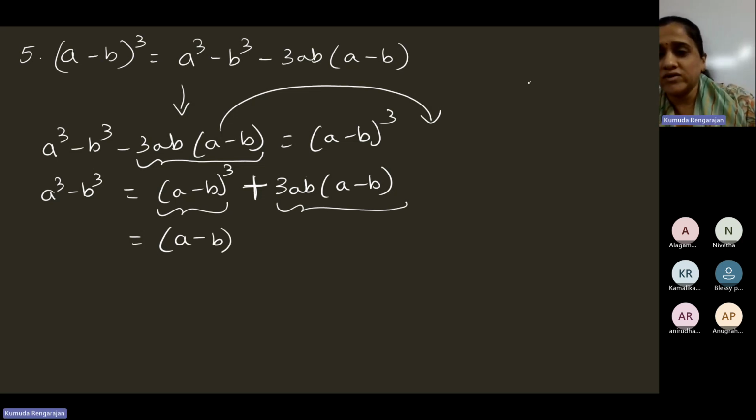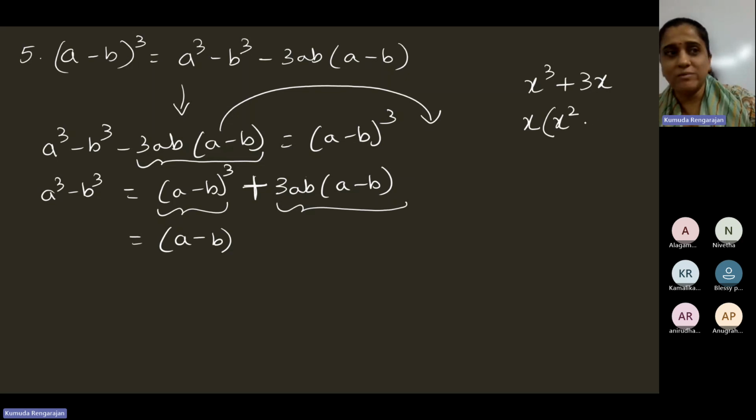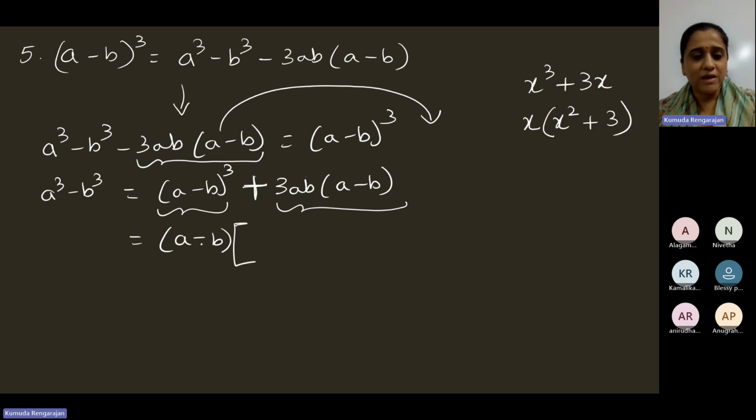See, like when you have x cubed plus, for example, 3x. X cubed plus 3x. What's common? X is common. So in the bracket, x squared plus 3. Right? In the same way here, (a minus b) the whole cubed is common. So in the bracket, a minus b into what? (a minus b) the whole cubed is (a minus b) into (a minus b) the whole square is (a minus b) the whole cube.